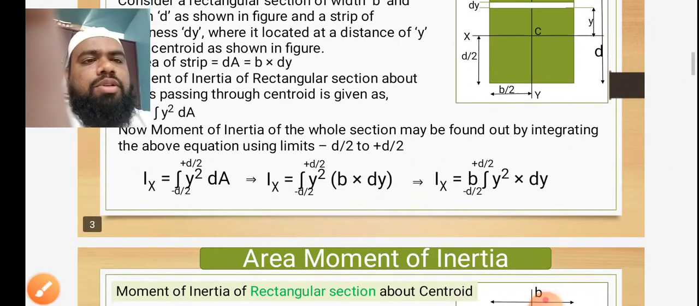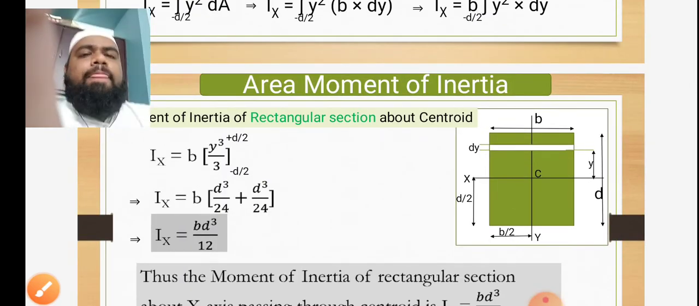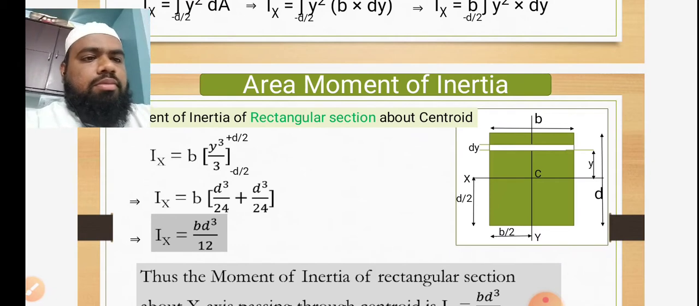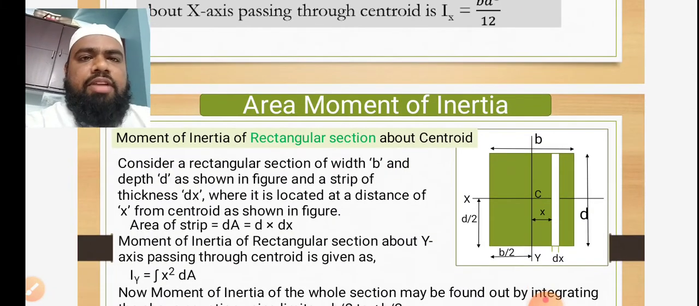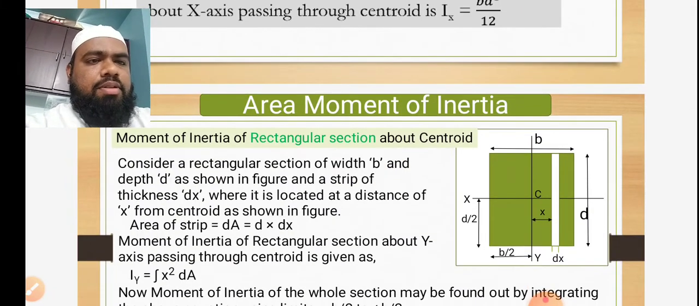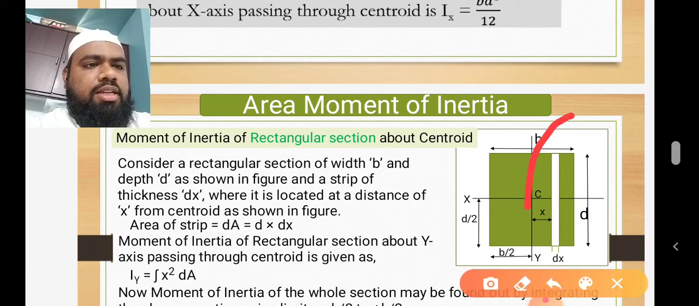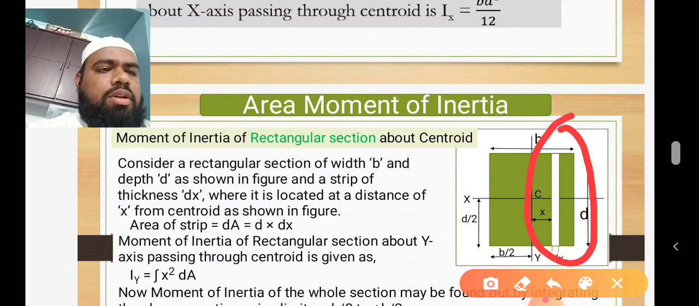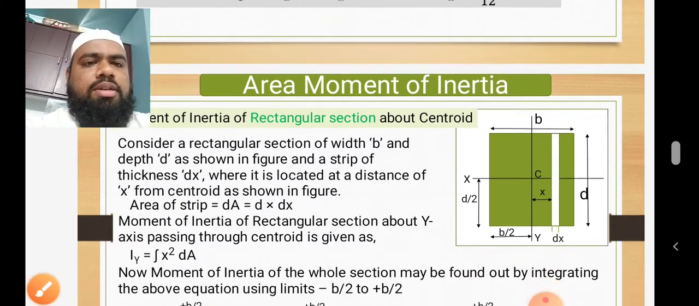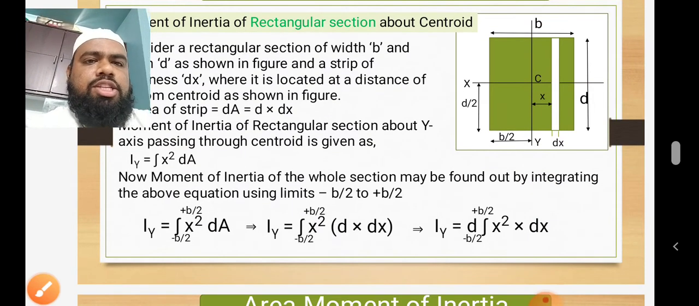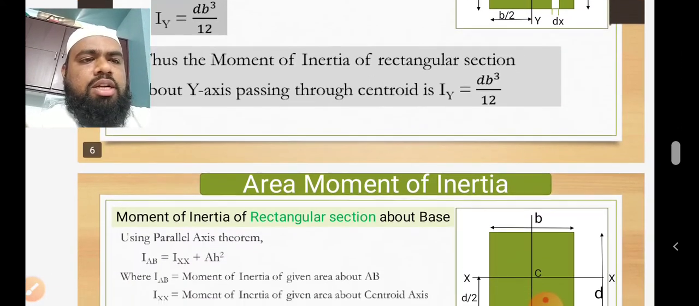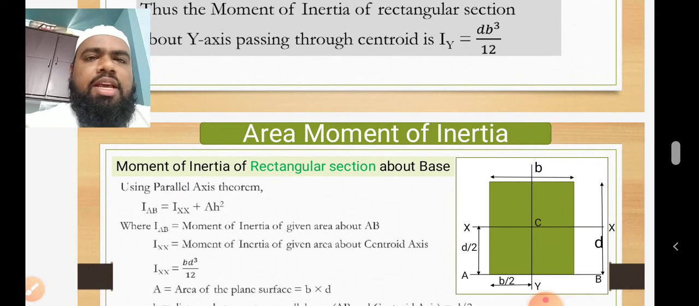Okay, we move to this area next, IYY. In IYY we have taken the strip vertically here like this. This is the strip. It is good, and then we just completed these things, and next we'll move into the topic. We are here in today's class.